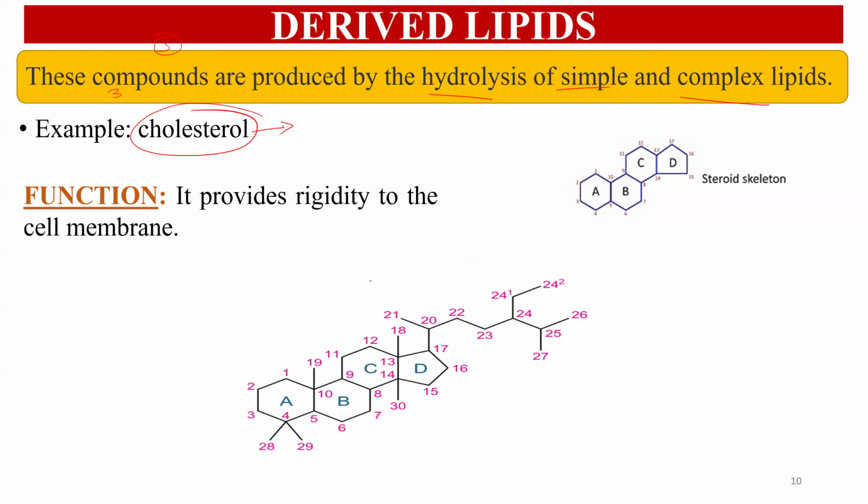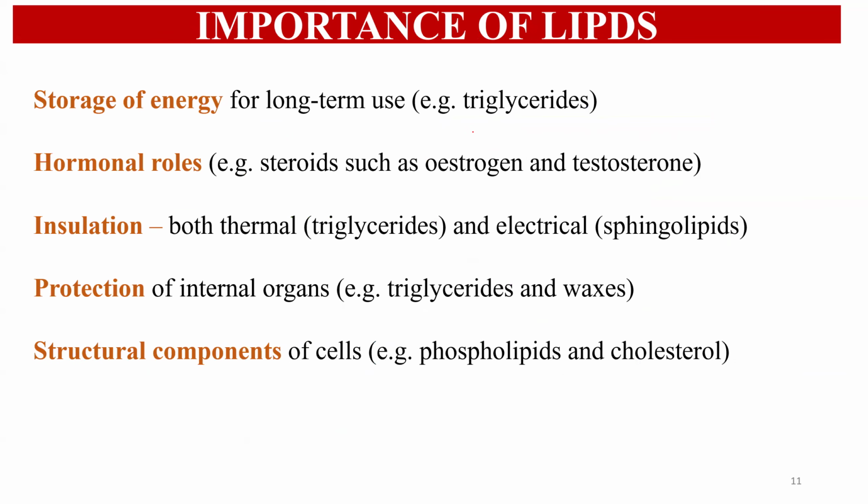Now, cholesterol is basically having a structure somewhat like this. You don't have to remember the structure, but just for your reference, I have added it here. So what is the important function of cholesterol? It is that it provides rigidity to the cell membrane. It helps to maintain the stability of the cell membrane. If the cholesterol was not there, then the cell membrane would not have been that rigid and anything would have been able to pass through it. And some other examples of derived lipids include hormones like estrogen and progesterone. Testosterone is also one of them.